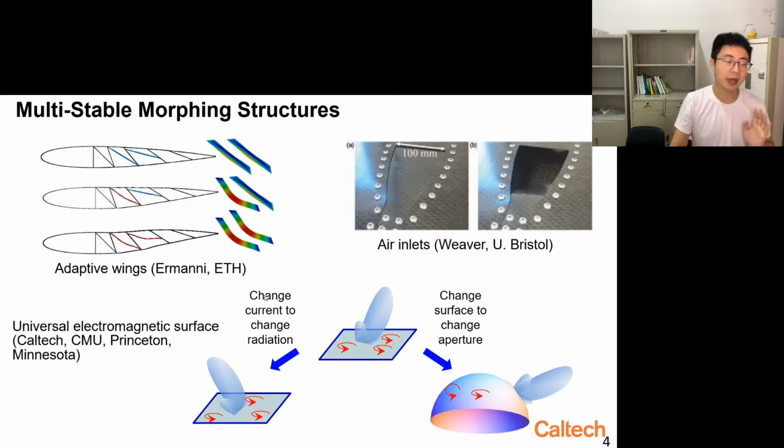The third example is actually our application. I worked on this for 3 years, and there are people continuing. This is a collaboration between 4 different universities. It's called Universal Electromagnetic Surface. The idea of this project is this.